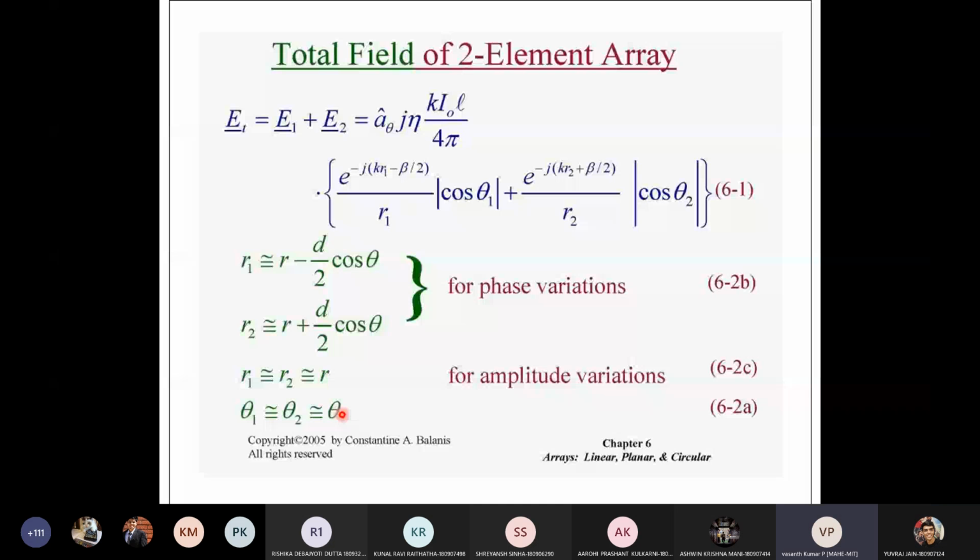Please go through this. If you have any questions, ask me now. This is got from the derivation for the infinitesimal dipole. See the far fields of an infinitesimal dipole: what is the expression for electric field? j eta k I naught L by 4 pi r into e raised to power minus j k r sin theta. Because it is horizontally located here, it is becoming cos theta. There the dipole was vertically placed. Here the dipole is placed horizontally, so that's why it is cos theta. Any questions on this slide?